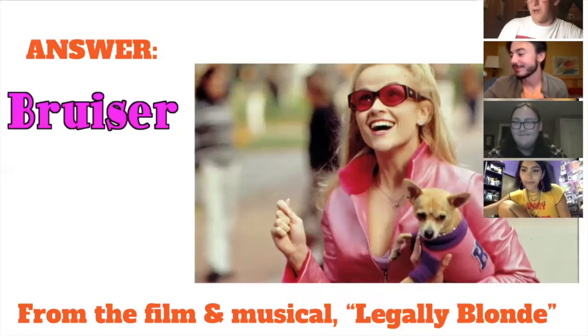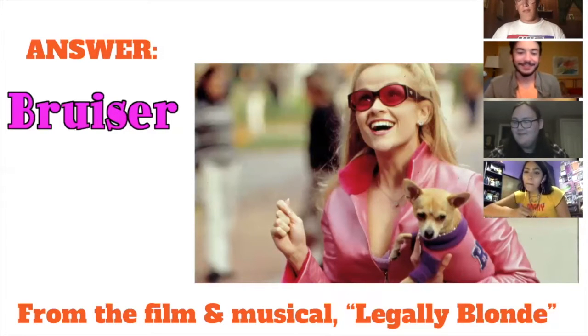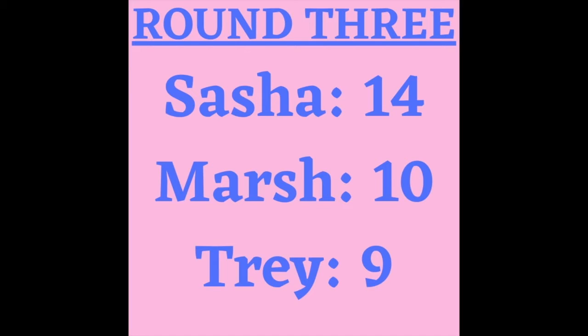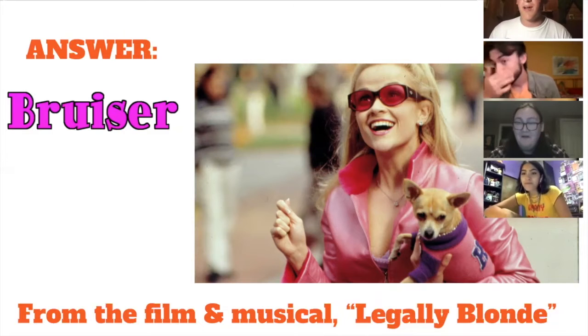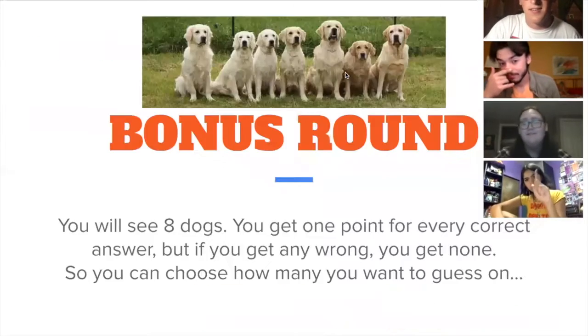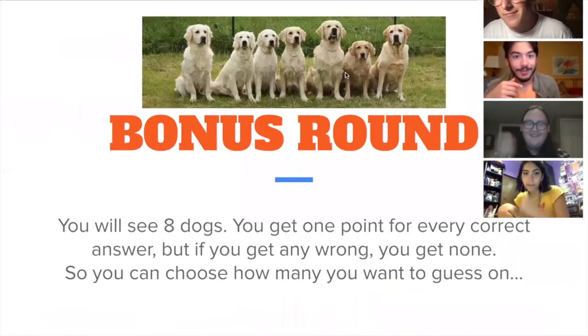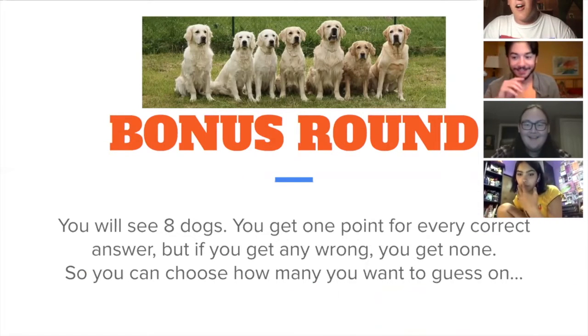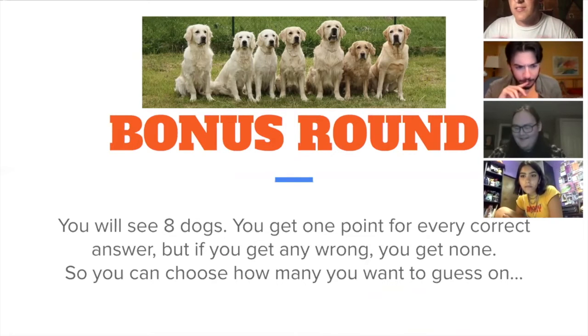Sasha with another 3 points. Why am I so good? So as we finish round 3, Sasha sits in first place with 14. Trey has 9. Marshall has 10. But dun dun dun, bonus round. You're about to see 8 dogs on your next slide. You get 1 point for every correct answer, but if you get any wrong, all of them are eliminated. You get 0 points.